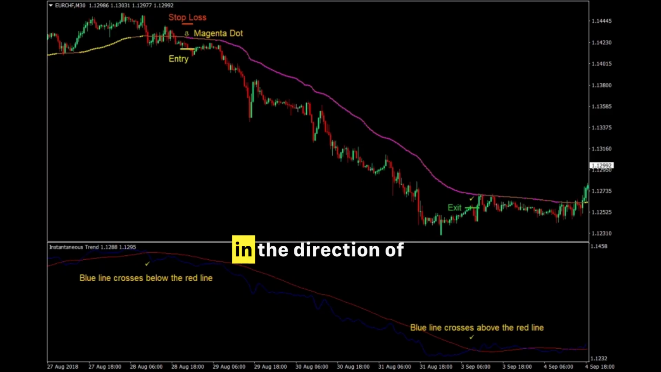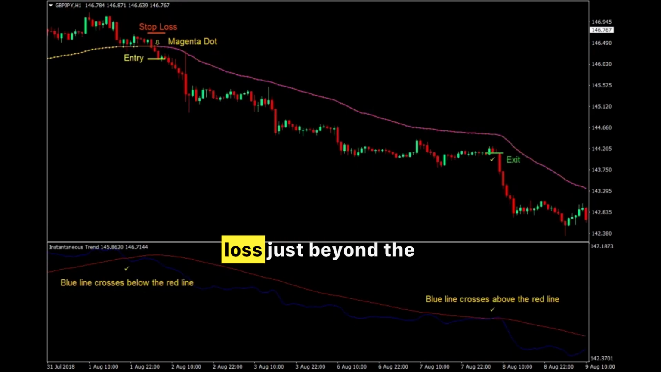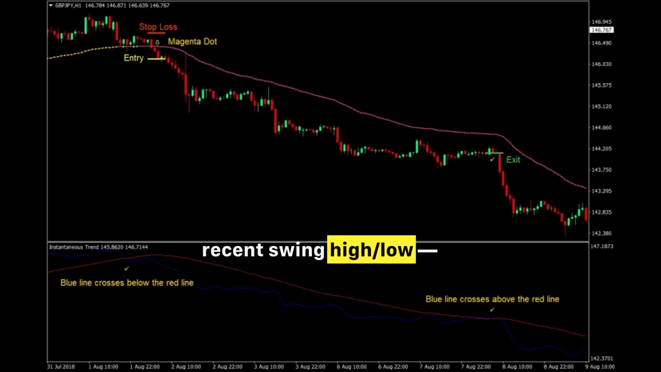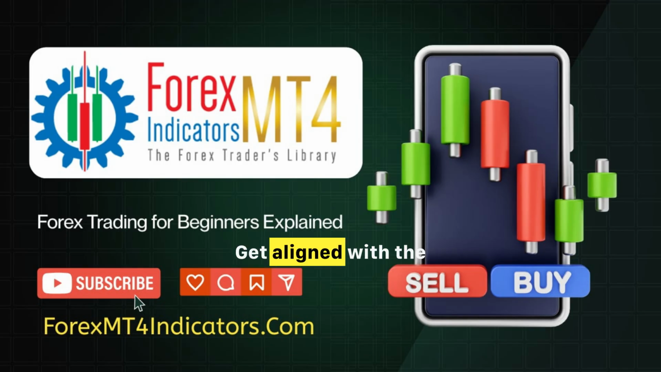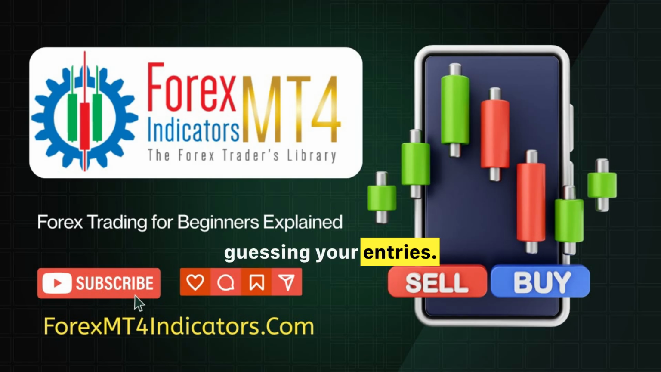This keeps your trades in the direction of the trend, not against it. Always set your stop loss just beyond the recent swing high-low. It gives your trade room to breathe while protecting your capital. And avoid trading during high-impact news releases. Get aligned with the market trend and stop guessing your entries.